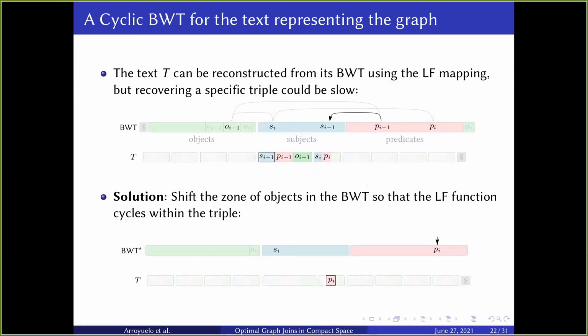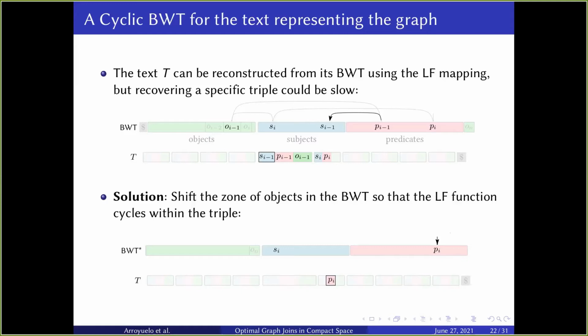However, if we want to retrieve one particular triple, this could be inefficient, since if we use the LF mapping without any modification, we would need to rebuild the entire text, for instance, to get the object of this triple here. We solve this problem by slightly modifying the BWT. We take the last object and insert it at the end of the section of objects of the original BWT and drop the end of string character. So now we end up with a slightly modified version in which you have at the beginning all the objects, then all the subjects, and then all the predicates of the triples of the graph.